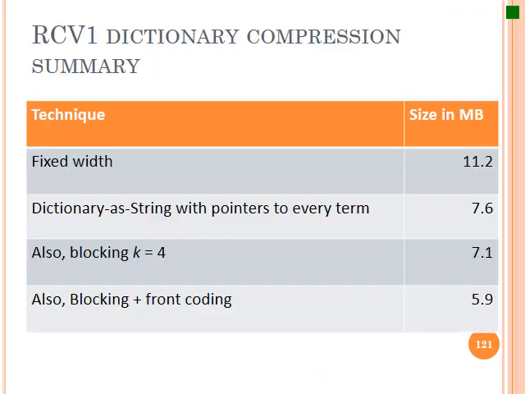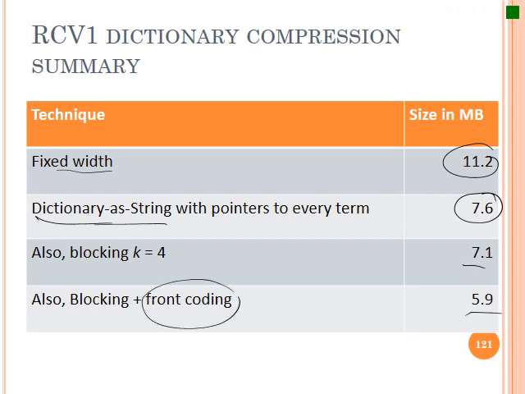At the end of the day, let's look at how much saving we have. Initially, when we use fixed width storage for the terms, we need 11.2 megabytes. After we convert that fixed width storage into a dictionary-as-string approach, we shave it down to 7.6 megabytes. After blocking with k equal to 4, it's 7.1, and if you add front coding, it's 5.8. So there's a lot of savings here.